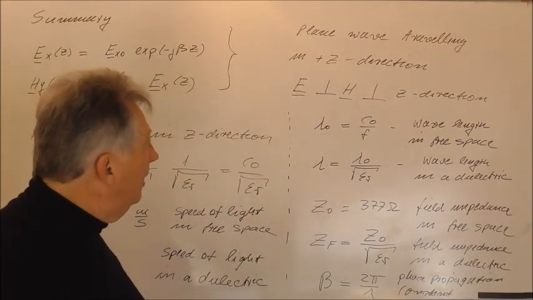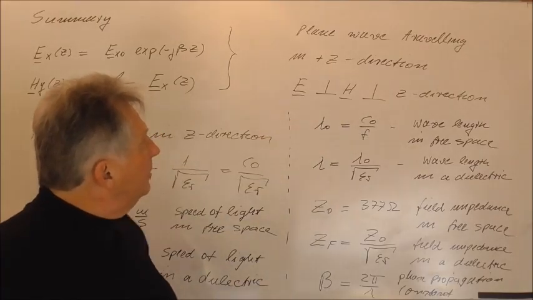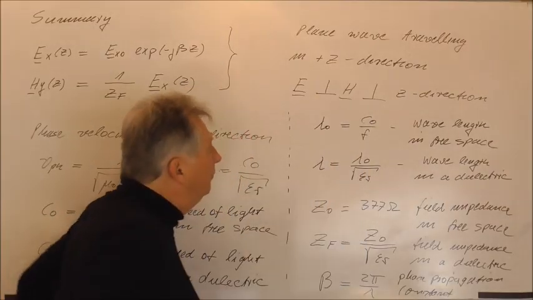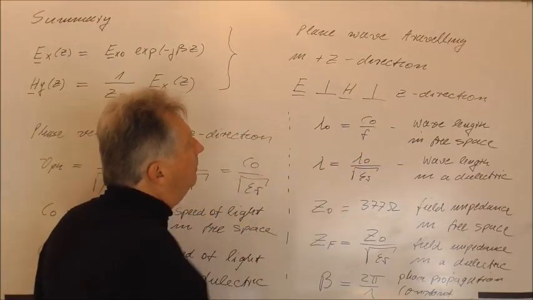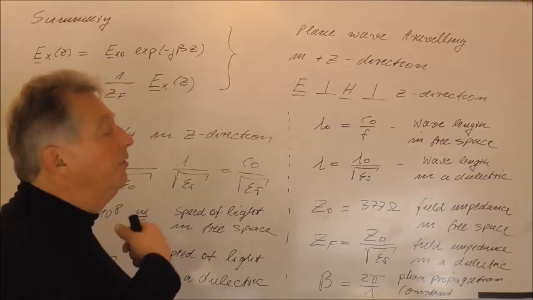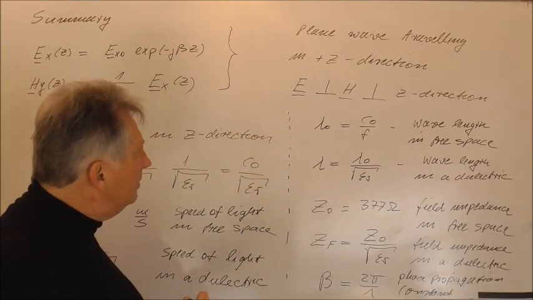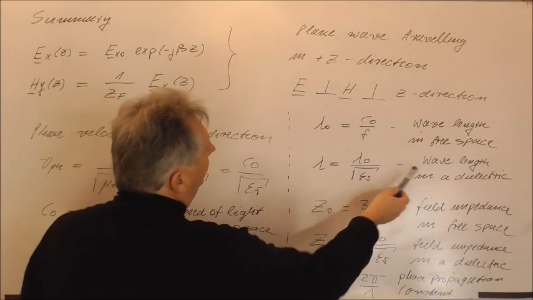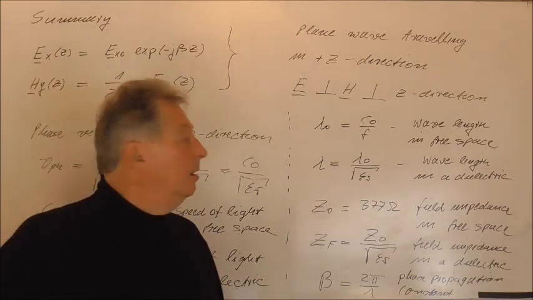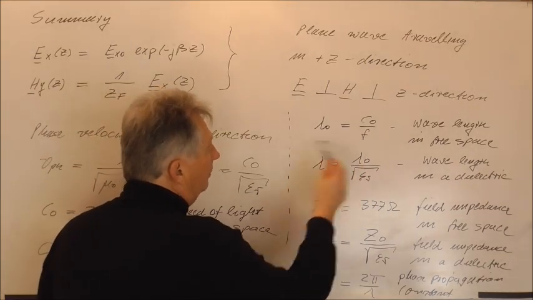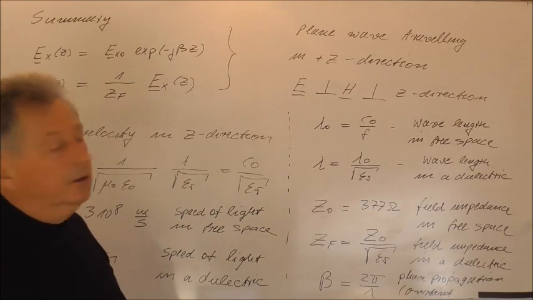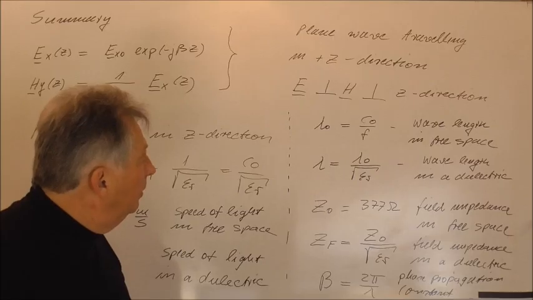Associated with this wave is also the so-called wavelength. We call this the wavelength in free space. So in free space we have c naught divided by the frequency. This again means as soon as the frequency increases, the wavelength decreases. And if I have a wave in a dielectric, then again the wavelength will be decreased by a certain factor, 1 over the square root of epsilon r, and again epsilon r will be the relative permittivity of the dielectric media.